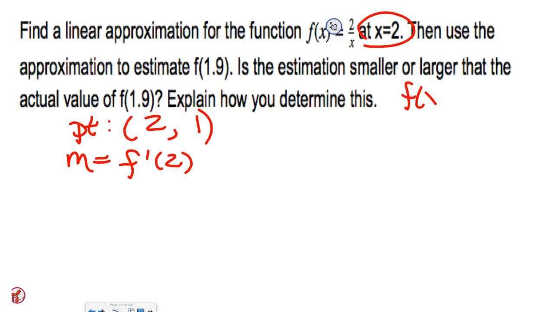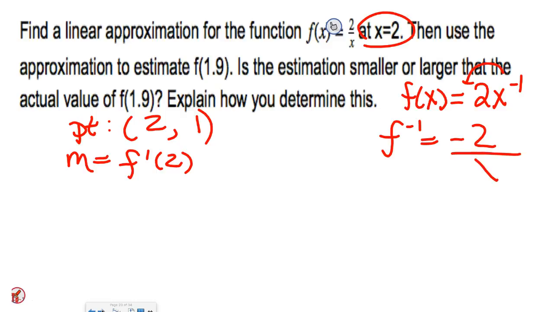F of x is a power function, x to the negative first power. I am going to take its derivative. It's a nice easy one. It'll be negative 2 x to the negative 2, which will put it in the basement. I want to find f prime at 2. So nice, easy derivative. When I put the 2 in, I'll get a negative 2 over 4. Slope of negative 1/2.